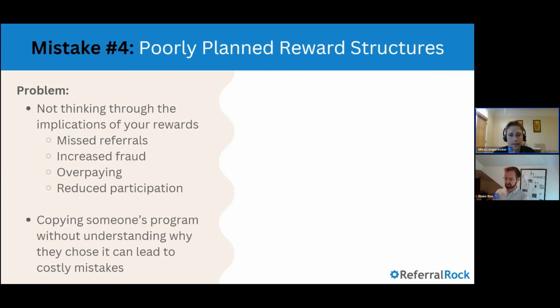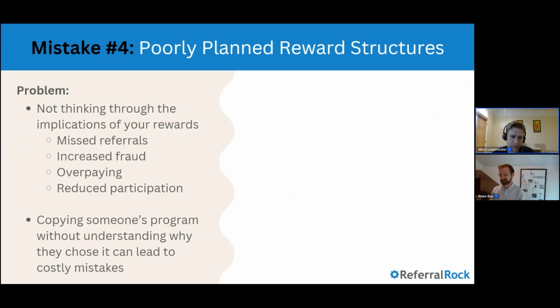Mistake number four, then, is the poorly planned reward structure. There are just a lot of mistakes that happen by not thinking through the reward structure. And as I mentioned before, this mostly happens because you're copying someone else's program without understanding why they made decisions or how those decisions would affect your reward structure.